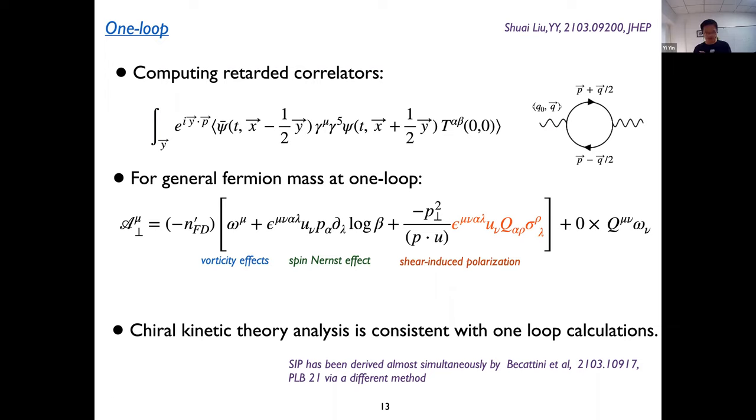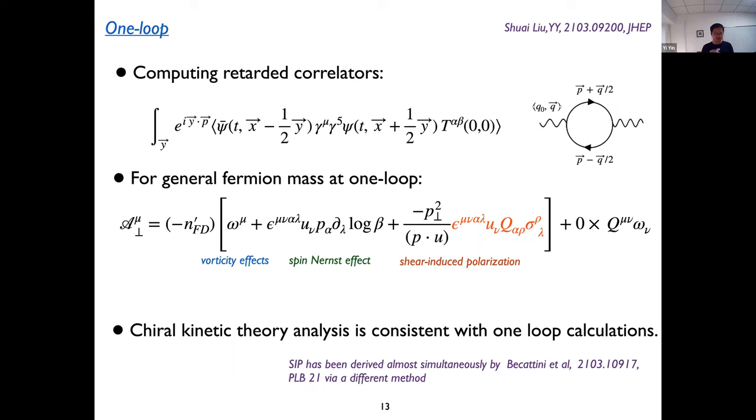So here, what I want to show you is the one-loop result for generic fermions. At these orders, the coupling between the quadrupole and the vorticity is actually suppressed. And there are three remaining contributions: from the vorticity, from the temperature gradient or spin Nernst effect, and finally the new effect, the shear-induced polarization, coming from the coupling between the quadrupole and the shear stress. The overall factor of this contribution is proportional to the density of the fermions, so n_FD denotes the Fermi-Dirac distribution. We checked that you can also use quantum kinetic theory and reproduce these results. And our new friend, the shear-induced polarization, has also been derived almost simultaneously by the Becattini group with a different method.